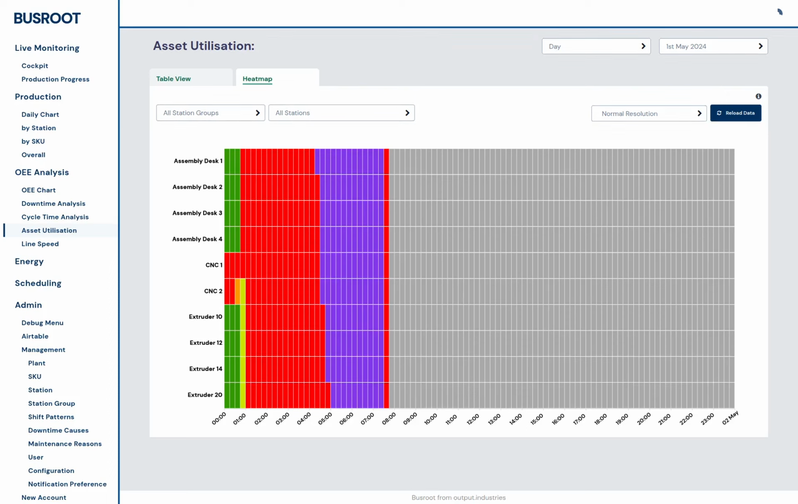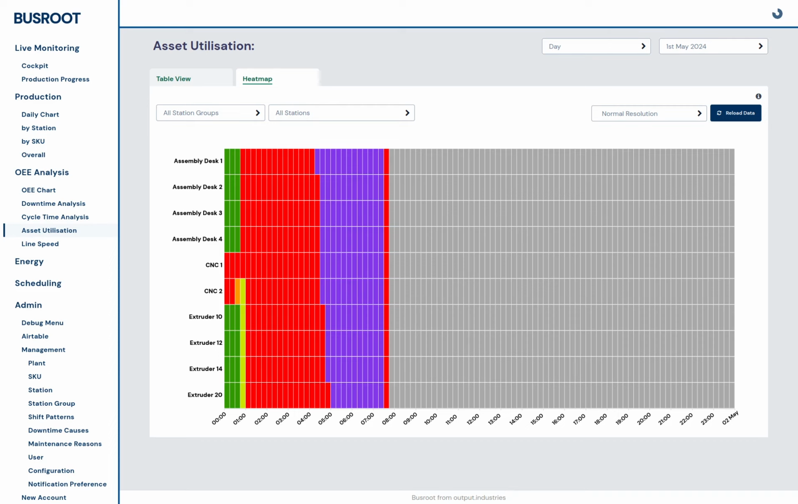So part two of this video on Busroot, I'll just quickly talk about asset utilization, line speed, and energy. Previously we spoke about the production progress tracking, the real-time tracking of the workstation, so that we understand what they're working on, how much they've produced, getting some OEE metrics on that. The next part of this is productive time versus non-productive time.